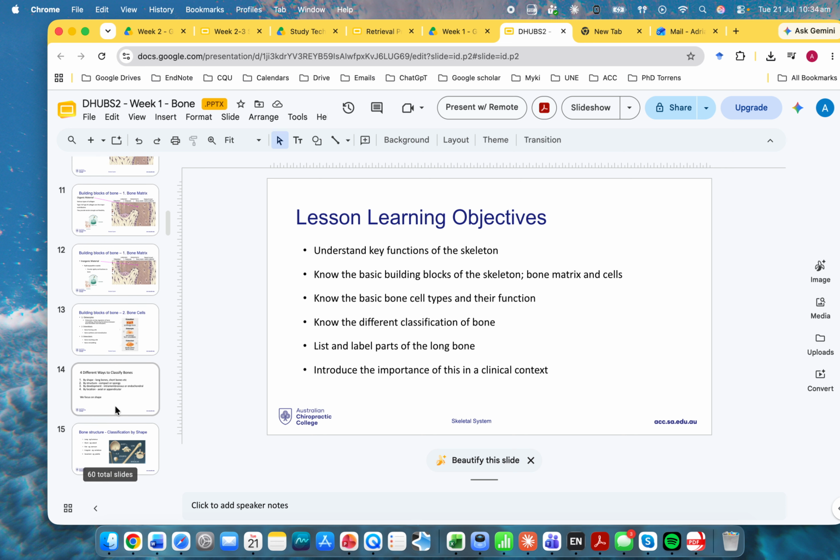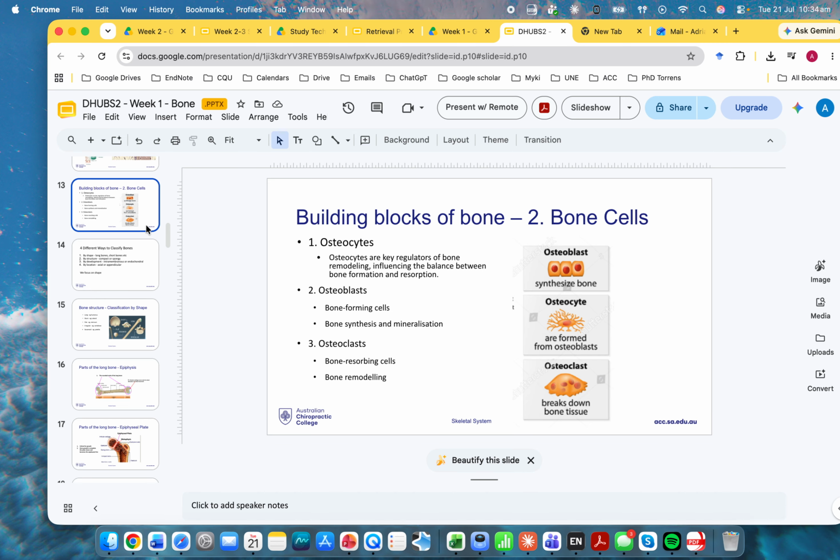What are the cells? And so we scroll down here and we have a look at the cells. There are 3 different types of cells that are involved in bone development. 1 are osteocytes, 2 are osteoblasts, and 3 are osteoclasts. So there are 3, yeah? And so my first question might be in my Anki system, well, what are the 3 cell types? And then my next card might say, what do osteocytes do? And my next one might say, what do osteoblasts do? And my next one might be, what do osteoclasts do?